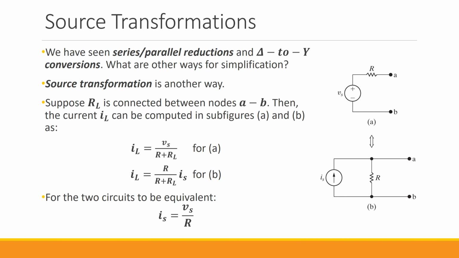Let's recap. Suppose we have RL connected between nodes A and B for both of them. RL is the load resistor that is the same for both of them.